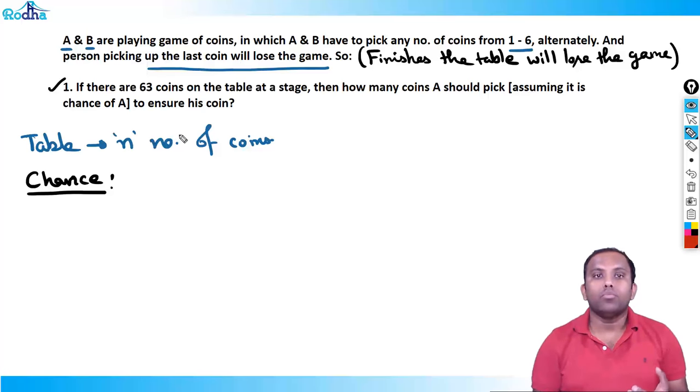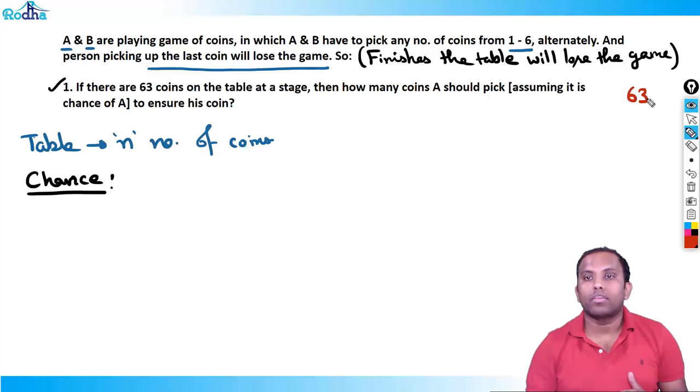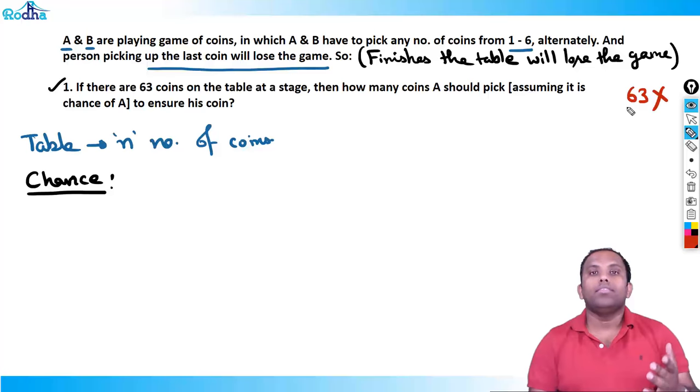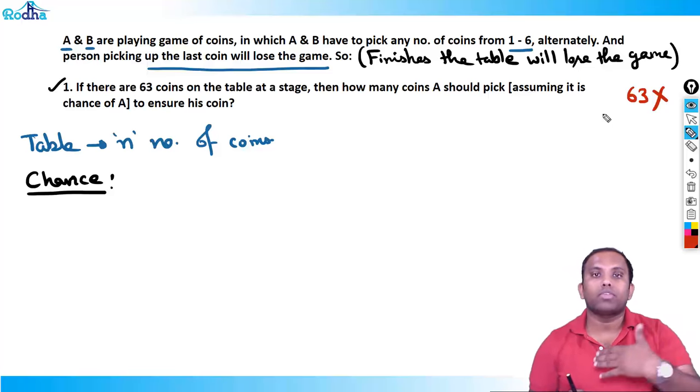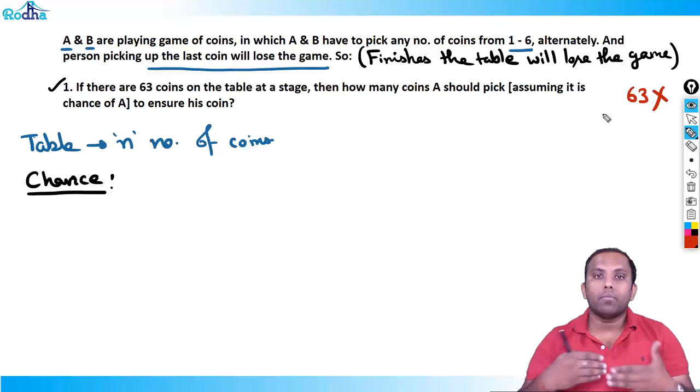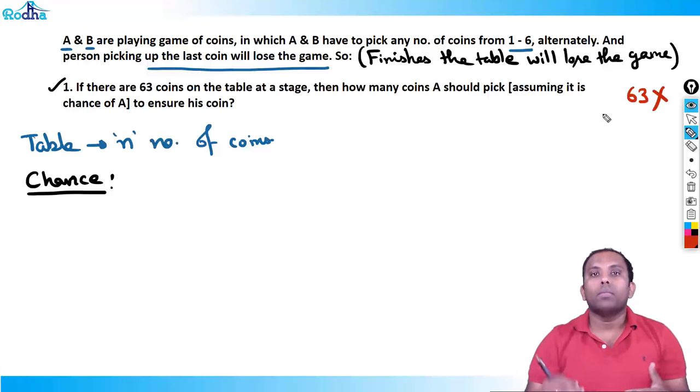If we start thinking from 63 coins, we can't think like that. Get this thing before: we can't start from 63 coins. Why can't we start? Because if there are 63 coins on the table and I pick any number of coins from 1 to 6, there'll be 6 cases. Then you can pick any number from 1 to 6, another 6 cases. Then again I can pick any number from 1 to 6. So in the first chance only, when I can pick 1 to 6 and you can pick 1 to 6, we can make 36 different cases of picking coins. That is not feasible. That means there is something wrong we are doing. That is not the correct way of thinking.